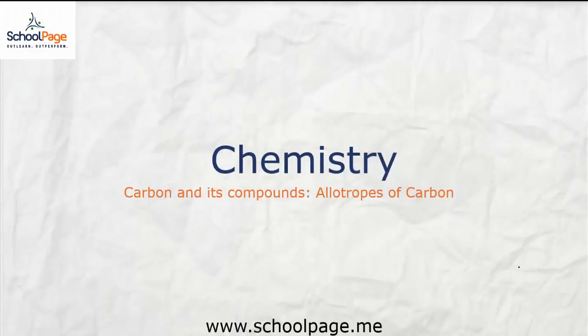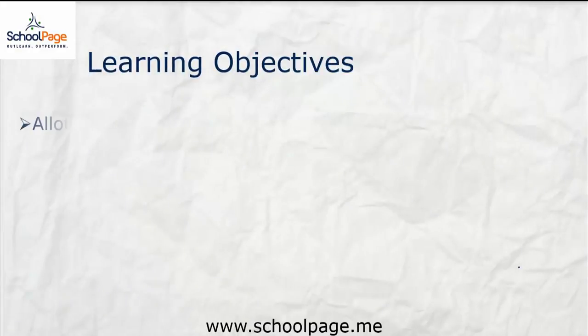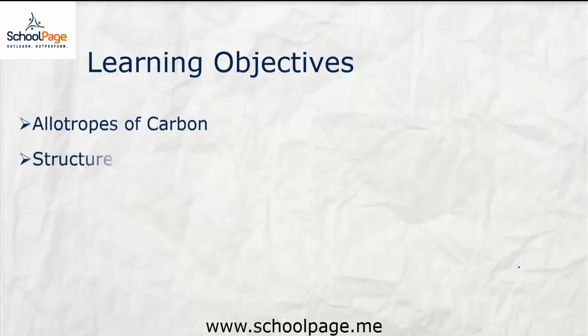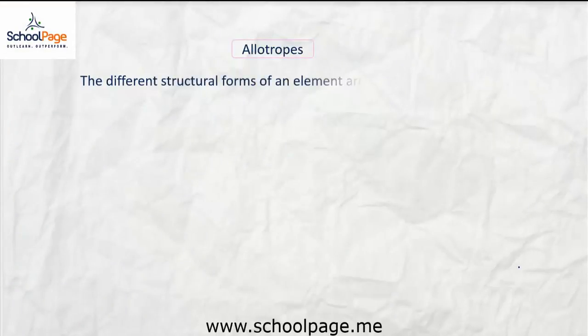10th CBSE Chemistry, Chapter Carbon and its Compounds. In this video, you will learn about the allotropes of carbon and also their structure. Allotropes are nothing but the different structural forms of an element.